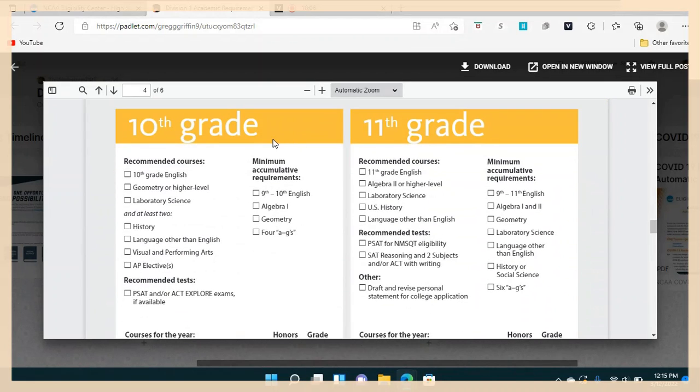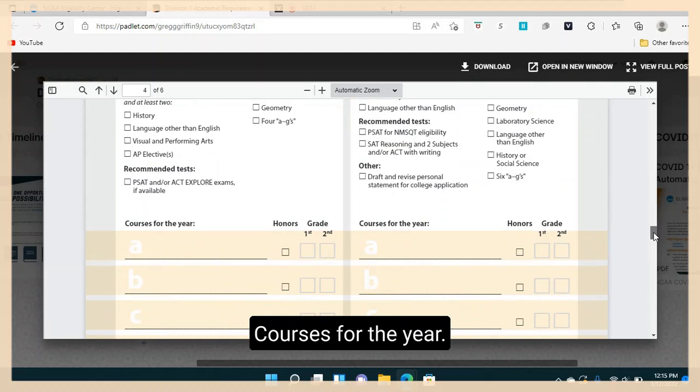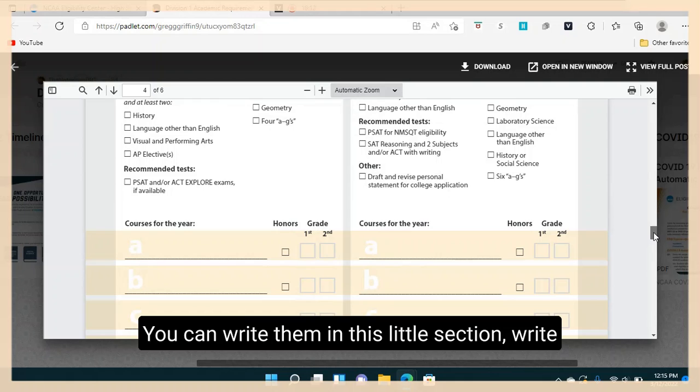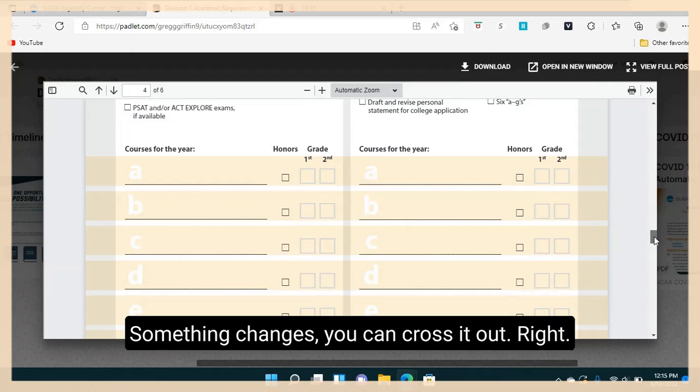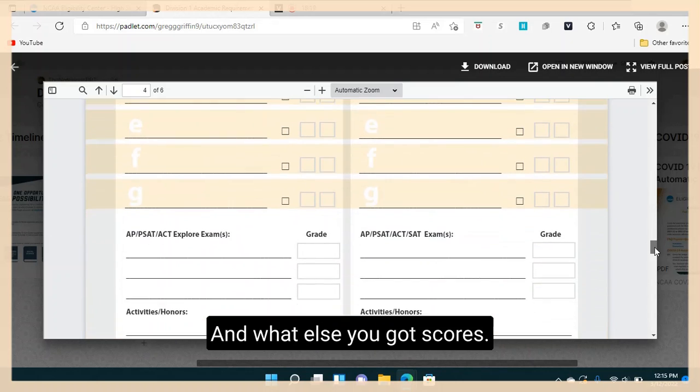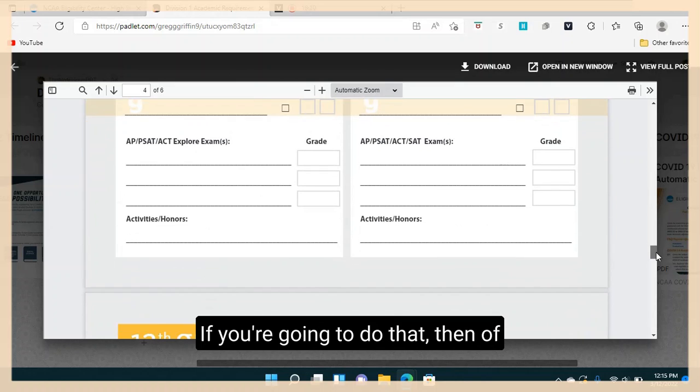Same thing here, 10th, 11th grade. Look below right here, courses for the year. You can write them in this little section. Write them down, so you know exactly what you're taking. Something changes, you can cross it out. Write in what else you got. Scores, if you're going to do that.